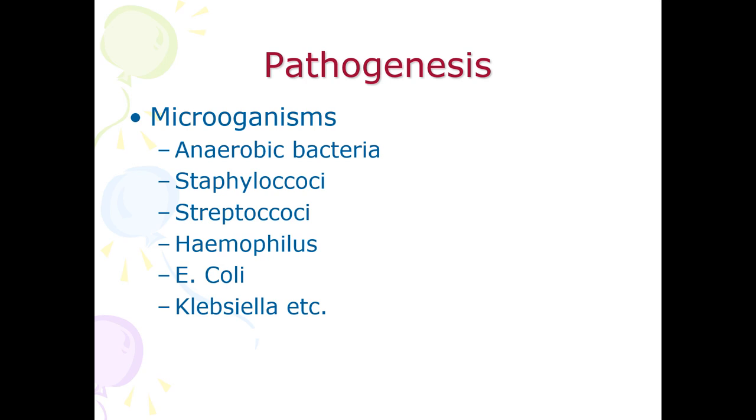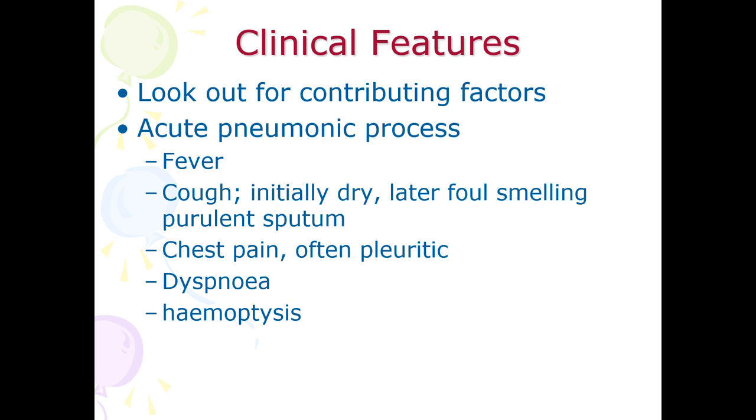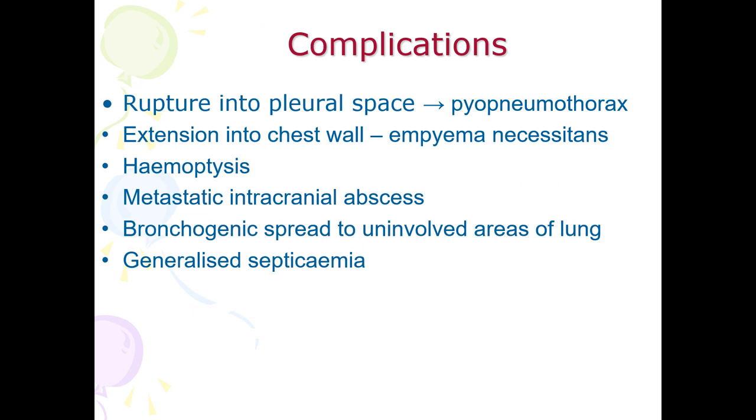Microorganisms: anaerobic bacteria, staph, strep, Haemophilus, E. coli, Klebsiella, etc. Clinical features: look out for contributing factors, acute pneumonic process, fever, cough, initially dry cough, later foul-smelling purulent sputum, chest pain, often pleuritic, dyspnea, hemoptysis. Complications of lung abscess could be rupture into the pleural space causing pyopneumothorax, extension into the chest wall, empyema necessitans, hemoptysis, metastatic intracranial abscess, bronchogenic spread to uninvolved areas of the lung, and generalized septicemia.